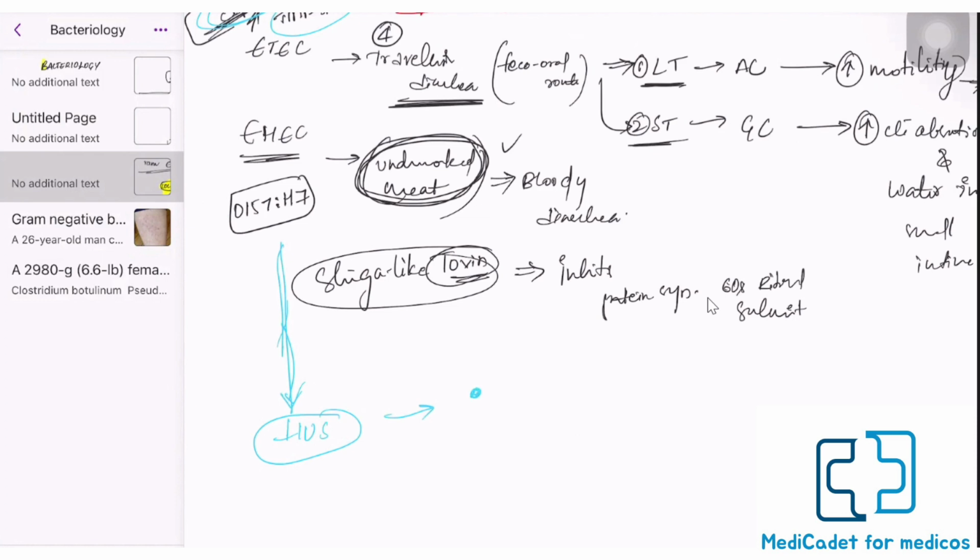Which can occlude these capillaries. Okay, occlude the capillaries, so it will cause anemia. Okay, and it will cause thrombocytopenia because the platelets are the ones that are forming this thrombus, and it will cause AKI. And very important, you should be able to differentiate this from TTP, thrombotic thrombocytopenic purpura, right? So that is one which we'll be discussing in the hematology.